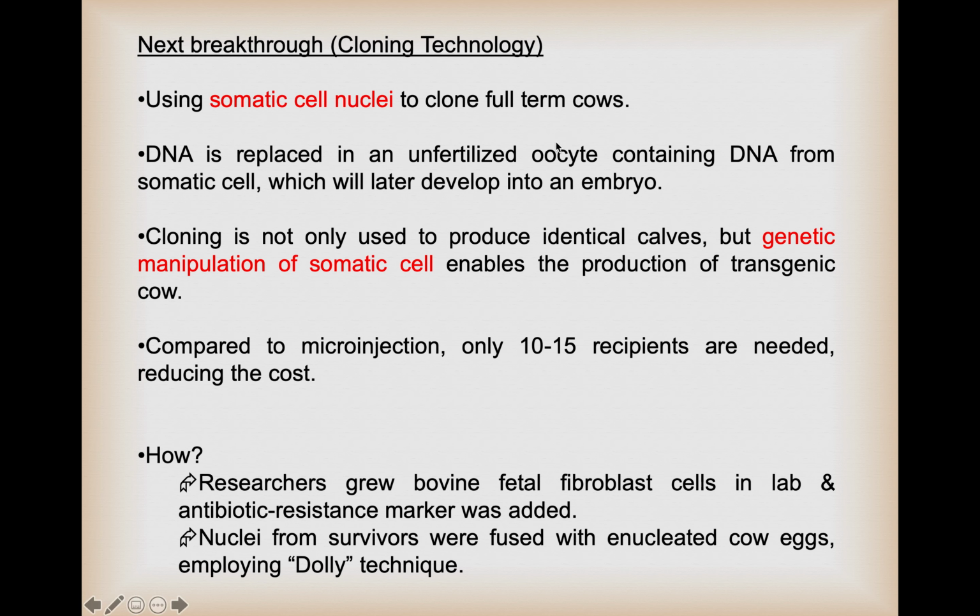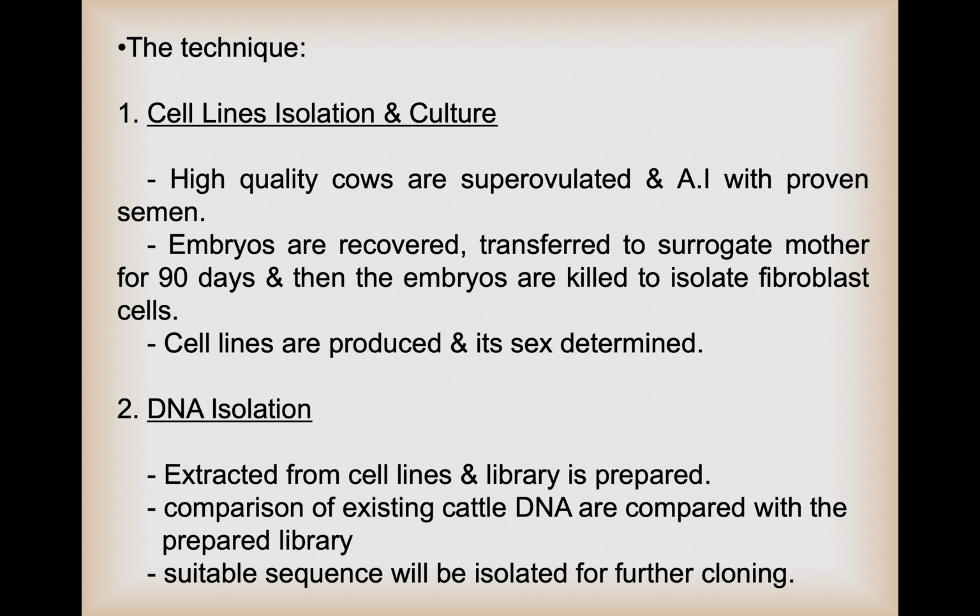The method used here is nuclear transplantation. So how do they do it? Researchers grew bovine fetal fibroblast cells in a lab, and an antibiotic-resistant marker was added. Nuclei from survivors were fused with enucleated cow eggs, with the nucleus removed, employing the Dolly technique. So these are the techniques done. The first step is that cell lines were isolated and cultured in vitro.